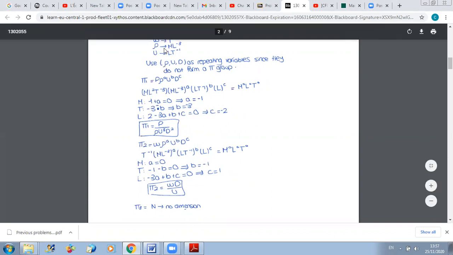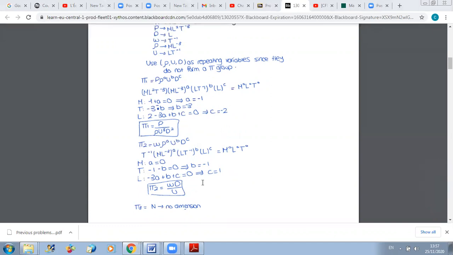Okay, let us make sure here, for example, w is radian per second, so it's 1 over t, times d. What is the unit of d? It's L, so it's 1 over t times L over the unit of u, which is L over t. So I have the same unit.